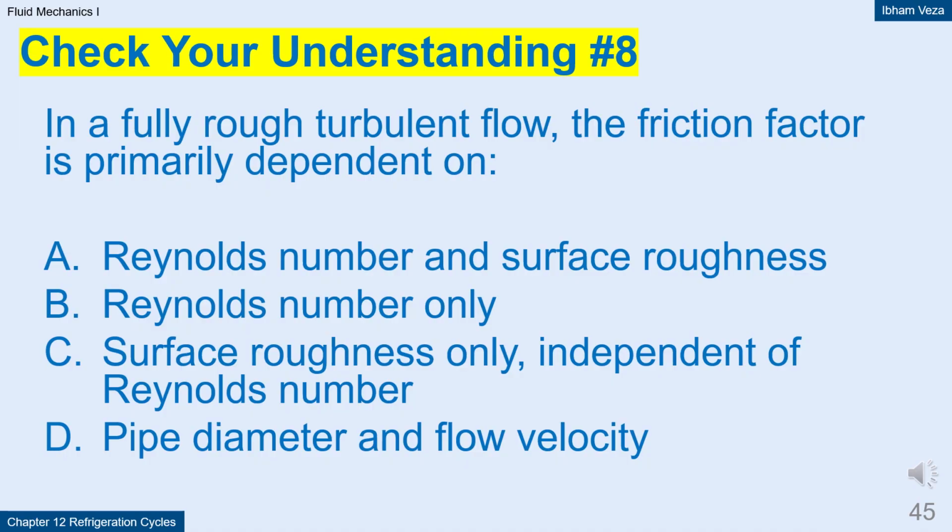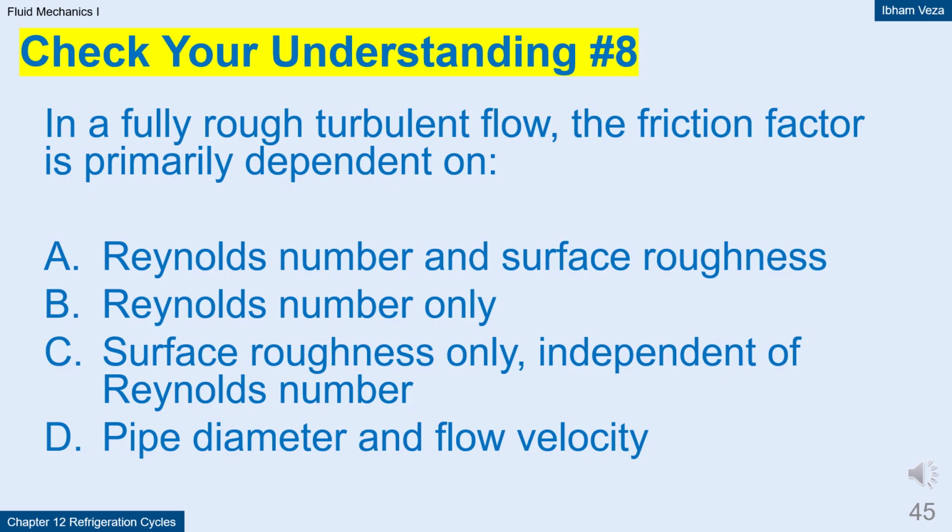Check your understanding number 8. In a fully rough, turbulent flow, the friction factor is primarily dependent on C. Surface roughness only, independent of Reynolds number.